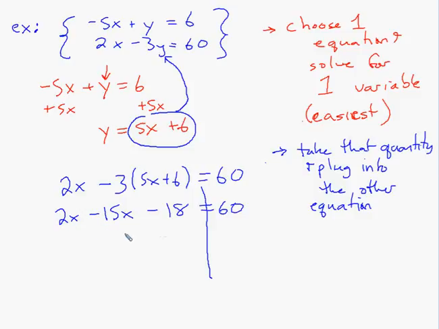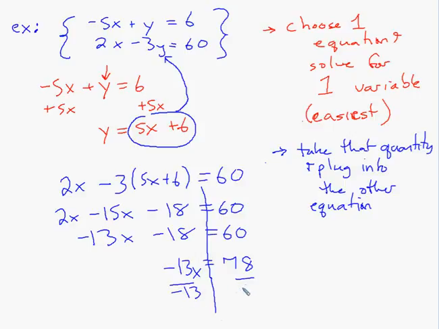Now, what's 2 minus 15? Negative 13. Negative 13x. Now what? Add 18. So I get 78. Now what? Divide by 13. Negative 13. And x equals how much? Negative 6, maybe? Now what do I do? What's going to be our final step now?